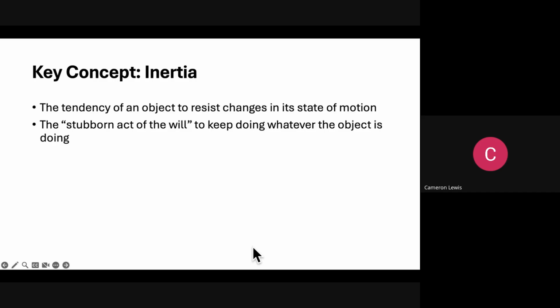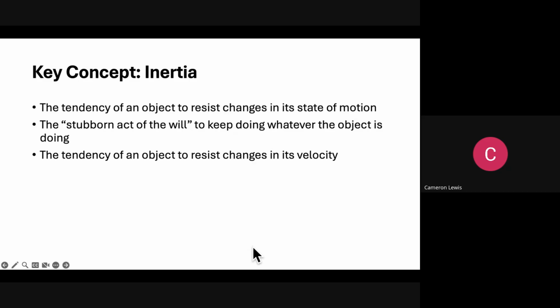So that's inertia. Once again, the tendency of an object to resist changes in its velocity. Now, when you hear that, what does that sound like? Tendency of an object to resist changes in its velocity. Exactly. What did I just say was going to be key from the last unit that will apply to this unit? Acceleration. And we see it right here.